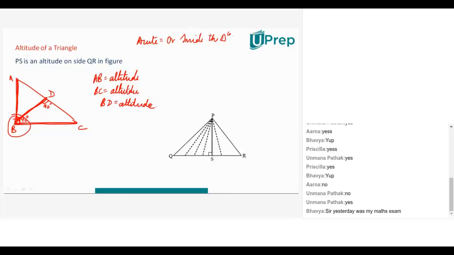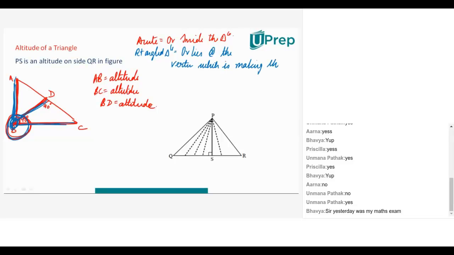Do you see that these three altitudes, AB, BC, and BD, they are intersecting at the point B? Does this lie inside the triangle? No, it lies exactly on the vertex of the triangle. So what can we say? When I'm talking about a right angle triangle, I can say that the orthocenter lies at the vertex which is making the 90-degree angle. Are we clear with this?